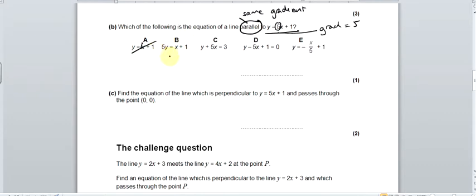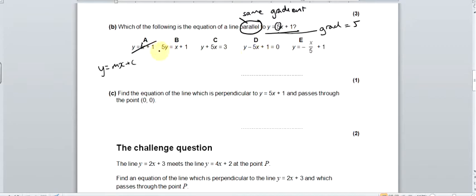It's got a 5 in it, this one, but it's not in the form y equals mx plus c. It's got a number in front of there, so I'm going to leave that for the moment. This one here, it's got a 5x, but it's not y equals something x plus c. So it's not that one necessarily. And not this one, because this one's not in the right form, and not this one either.